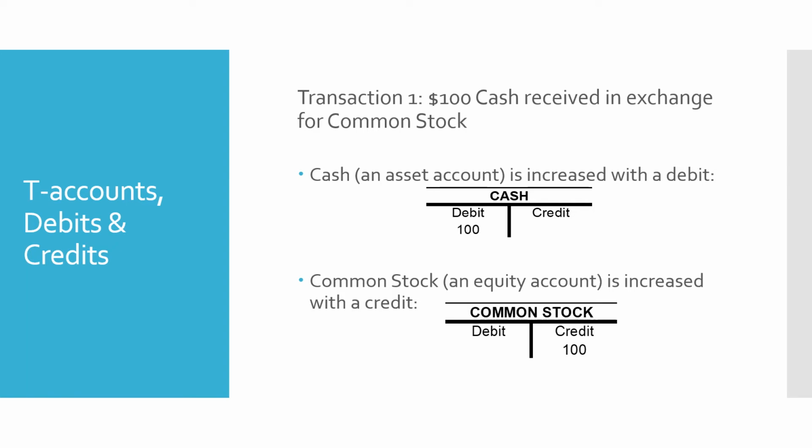For our first transaction here, we have $100 cash received in exchange for common stock. We are going to debit or increase our cash account, and we're going to credit or increase our common stock account. Cash is an asset, it's increased with a debit. Common stock is an equity account, and it's increased with a credit.